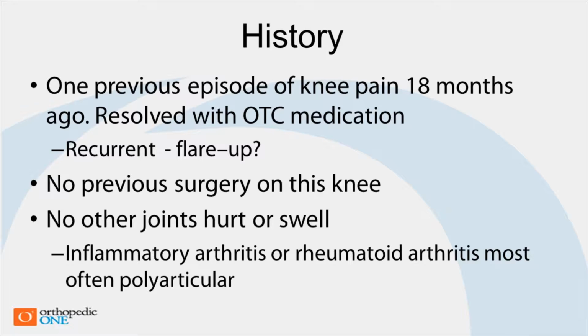The patient says he had one previous episode of knee pain 18 months ago. That resolved with over-the-counter medications. Well, now I'm getting at the point of, is this a recurrent problem? Is this a flare-up of a pre-existing condition? There's no previous surgery, and he has no other joints which hurt or swell. As you know, inflammatory arthritis of different types, including rheumatoid, are most often but not always polyarticular. So I'm sort of narrowing down the things that I'm thinking of as diagnostic possibilities.